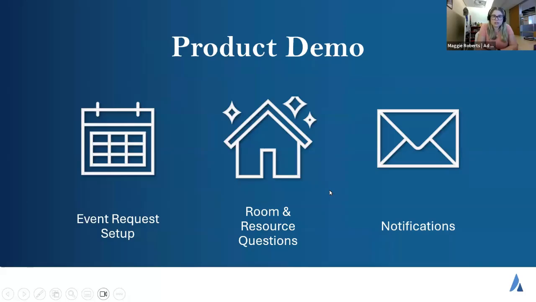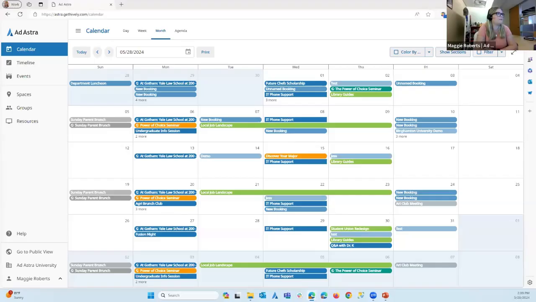Okay, so now we get into the product demo. So we're going to go through the event request setup first. We're going to go through room and resource questions and how we can set those up as well. And then, like I said, we're going to go through notifications. So I'm going to go ahead and switch my screen here for us real quick. And let me share and switch over to my screen that has our product on it.